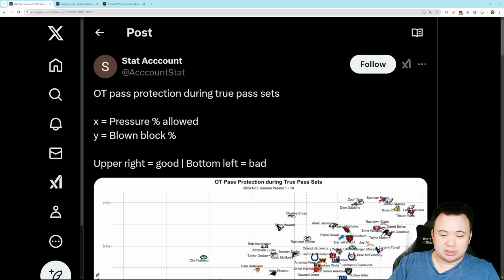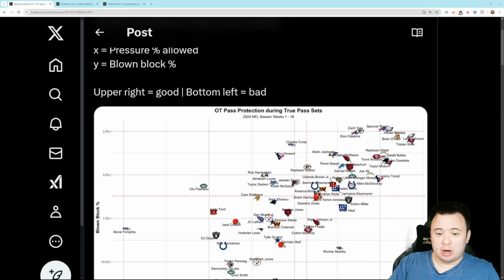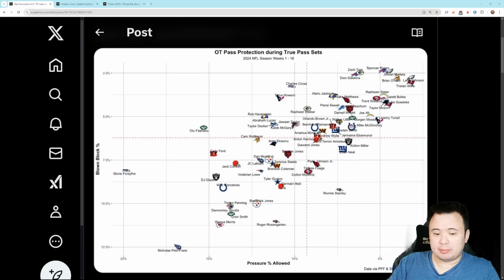And I want to talk about something that I'm noticing here. So this chart concerns offensive tackle play. So this is Charles Cross, Abe Lucas, and because he actually played enough during the 2024 season at tackle, Stone Forsythe. And there's some interesting observations to draw from this chart. So first, let's talk about the chart itself real quick.